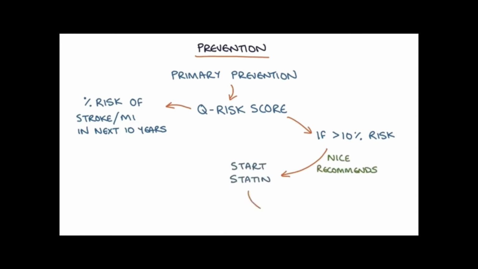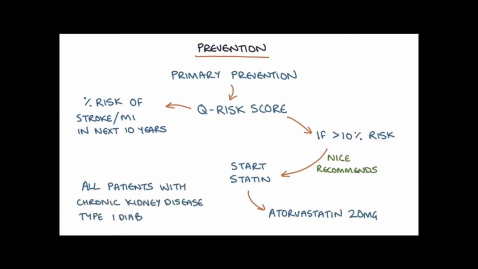So the current recommendation is for atorvastatin 20 mg at night. There's a slight exception in that all patients with chronic kidney disease or type 1 diabetes for more than 10 years should automatically be offered atorvastatin 20 mg once a day.